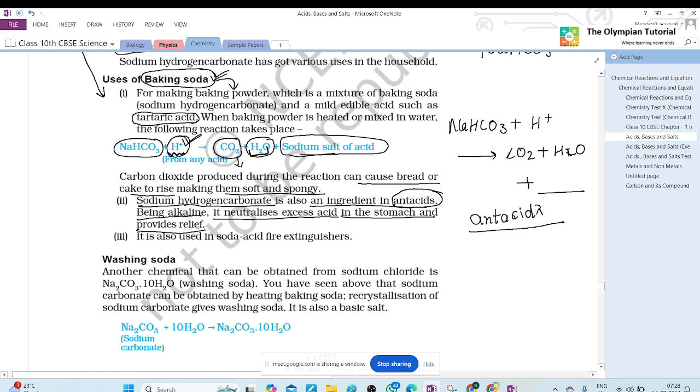Very good. And it is also used in soda acid fire extinguishers. What are fire extinguishers? Those which can extinguish fire. The definition is literally in the name. It is prepared from soda acid, which means baking soda with acid, and it acts as a fire extinguisher.